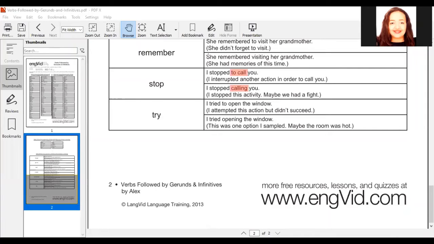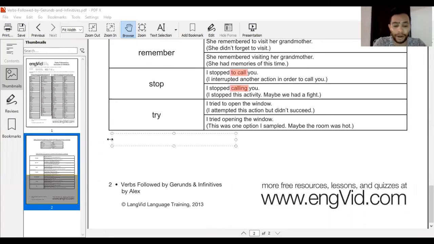All right, don't worry. I'm going to explain with a different example. Stop, right? So, I have this example. I stop to smoke. I stopped to smoke.